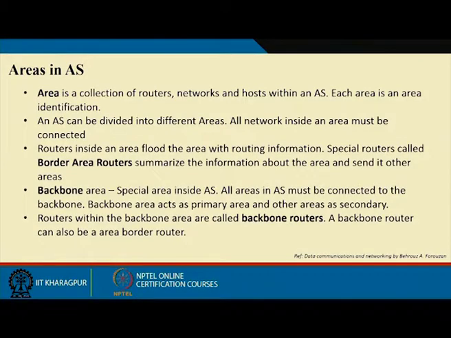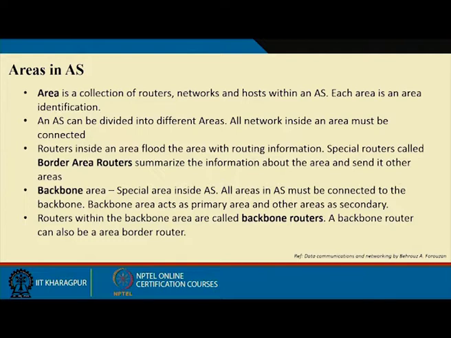So, there is a special router called the area border router that summarizes the information about the area and sends it to other areas. So, there are area border routers. Every area of a particular autonomous system has an area border router which summarizes the information about that particular area. One of the areas, sometimes referred to as area 0, is the backbone area. It is a special area inside the autonomous system; all areas in the AS must be connected to this backbone area. The backbone acts as the primary area, others as secondary.